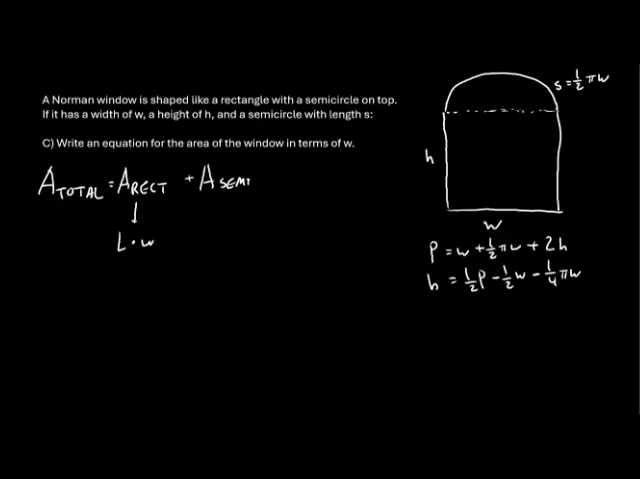Inside of our rectangle, our length is h and our width is w. Therefore, we can say that the rectangle's area is h times w. The area of the semicircle is a little bit trickier.